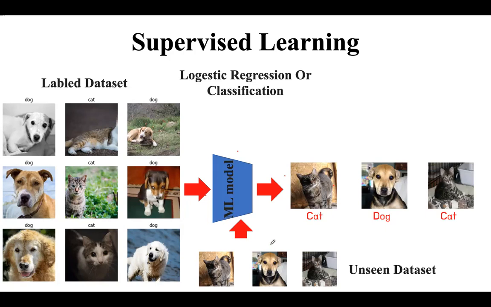The second example which was given to the model refers to the dog, and the third example which was given to the model again referred to the cat. So this is another application of machine learning, another model called logistic regression or classification. This also can be used for cancer detection.